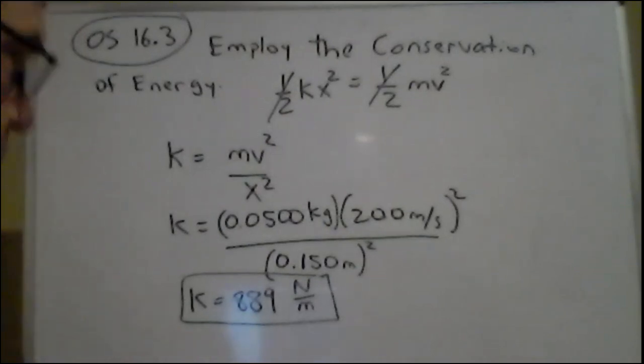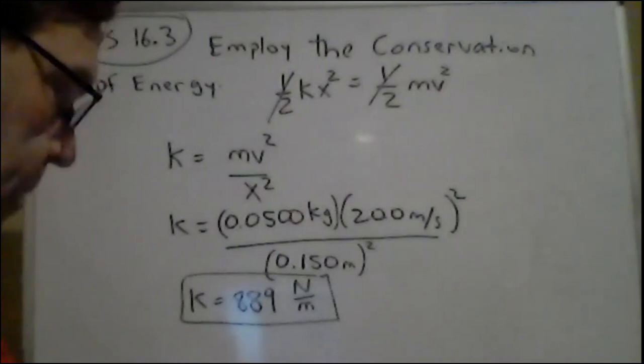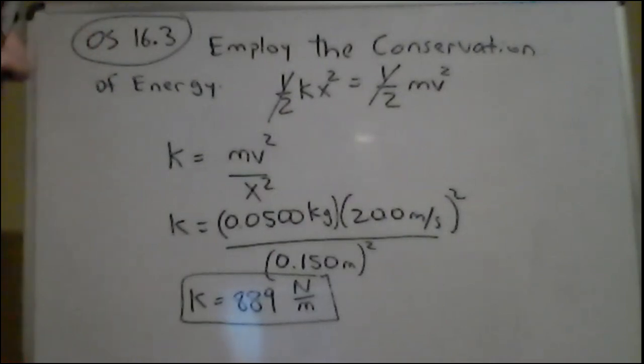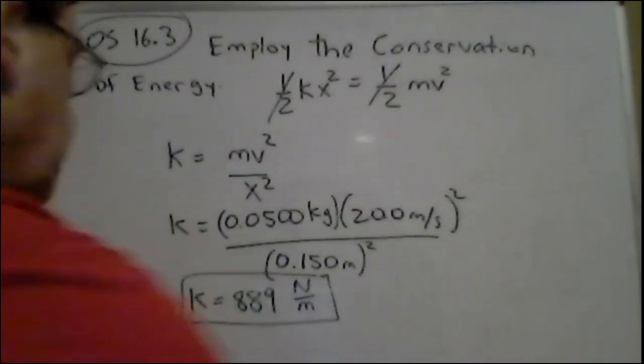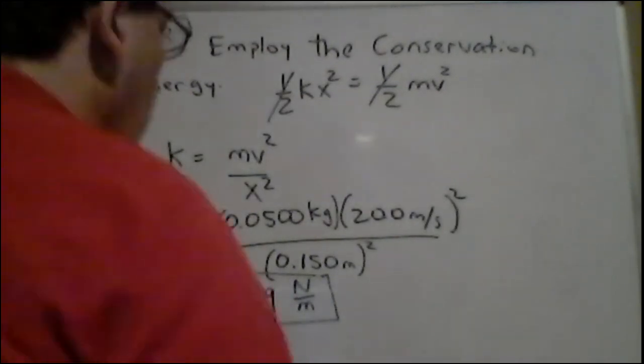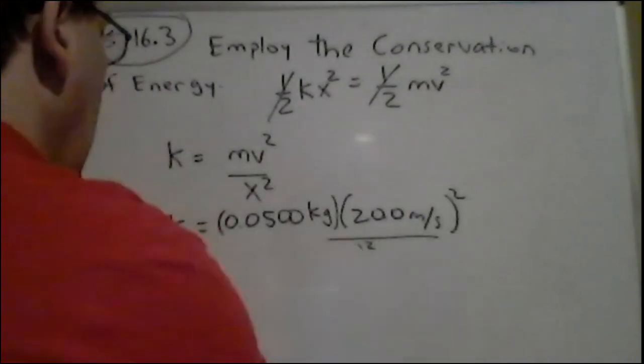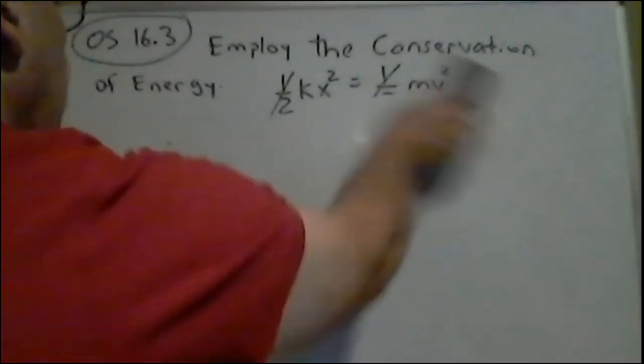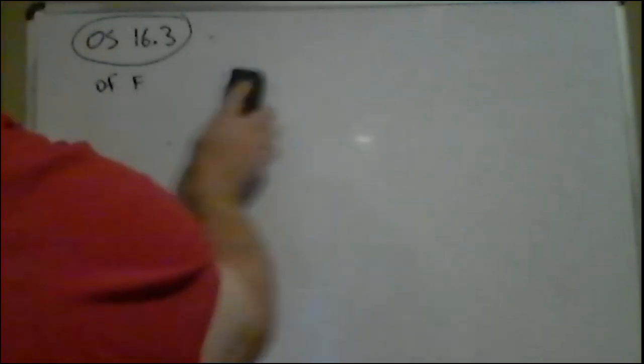Now that I know the spring constant, I can determine a lot of things. So part B just says, hey, what force did it take for me to compress that spring in the first place? Well, now I know the spring constant. Part B is a one-line calculation at that point. What's the force to get that compression?